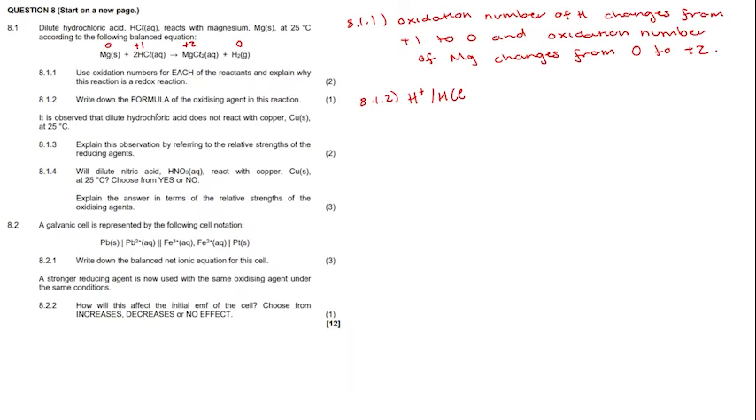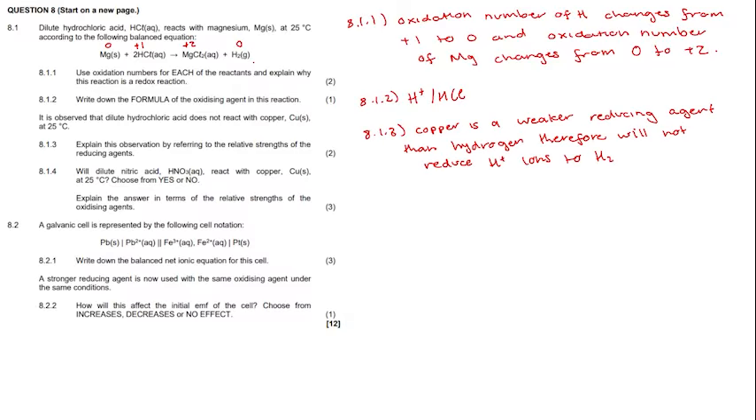Question 8.1.3. Explain this observation by referring to relative strengths of the reducing agents. Since copper is a weaker reducing agent than hydrogen, the copper will not reduce the hydrogen ions in order to form H2. Therefore, they do not react.